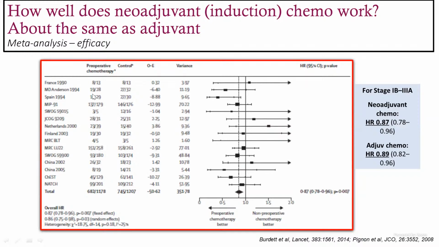This was a meta-analysis. They compared neoadjuvant versus adjuvant chemotherapy in stage 1B to stage 3 non-small cell lung carcinoma. They saw that whether adjuvant or neoadjuvant, both have an equal benefit. There is no difference between the two.